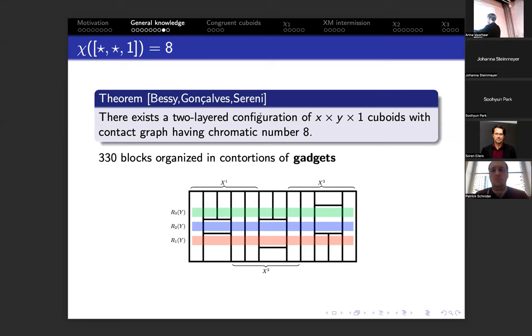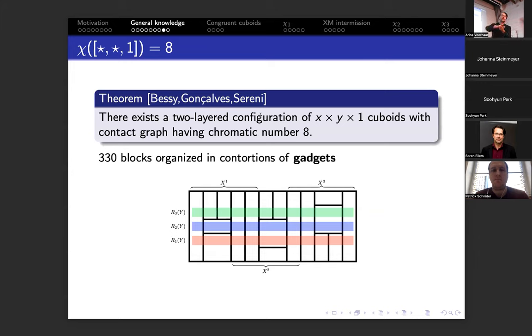So you stretch it in different ways in the different parts, in a pattern, and then you prove that this cannot be colored with 7. That's essentially how it works. There are 330 blocks. They claim this is the smallest one. No, I don't think it helps if you have more than 2 layers, but that's what they have. They have only 2 layers.